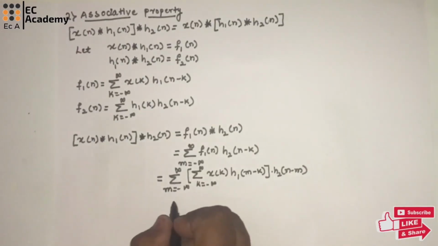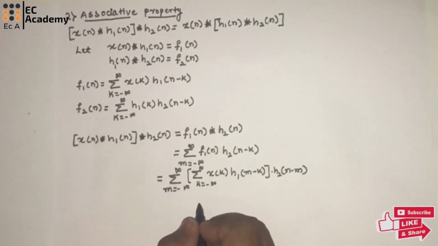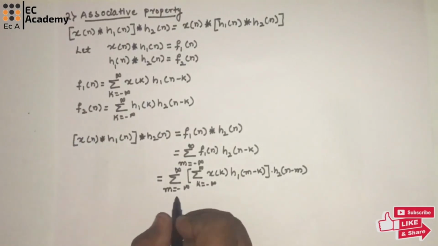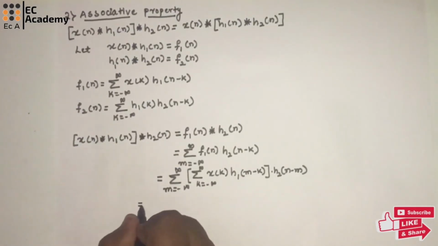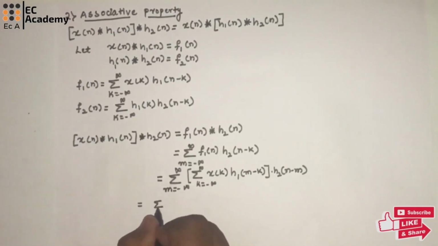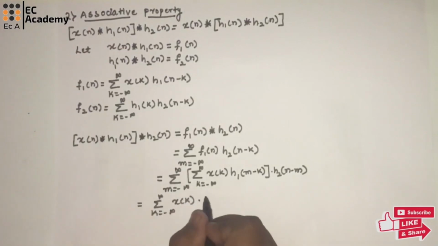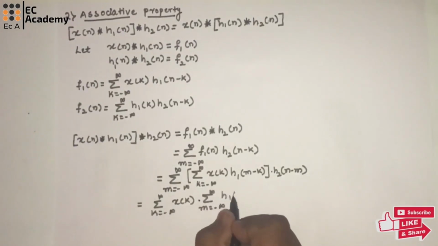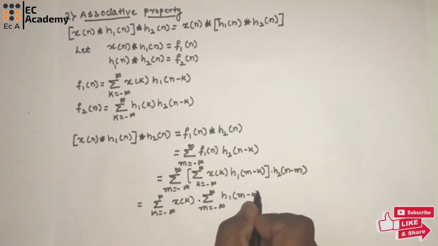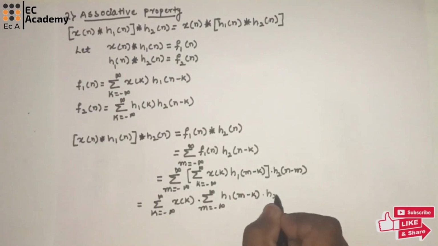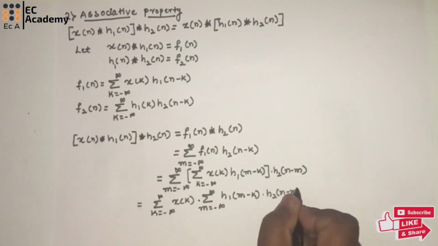Now let us rearrange the order of summation. Let us change the order of summation. We can write this as summation of k is equal to minus infinity to infinity x of k into summation of m is equal to minus infinity to infinity h1 of m minus k dot h2 of n minus m.